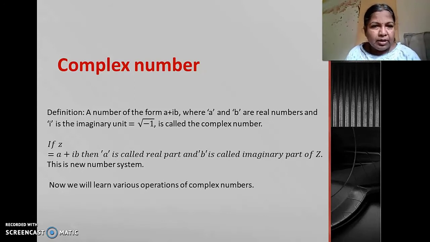For example, if I consider a as 2 and b as -1, it could be 2 plus i into -1, that is 2 minus i, which is a complex number. If I have a complex number, it is generally denoted by z, and z is always of the form a plus ib. Here a is called the real part and b is called the imaginary part of the complex number. This is a new number system. Now let's see how to find the different operations on complex numbers.